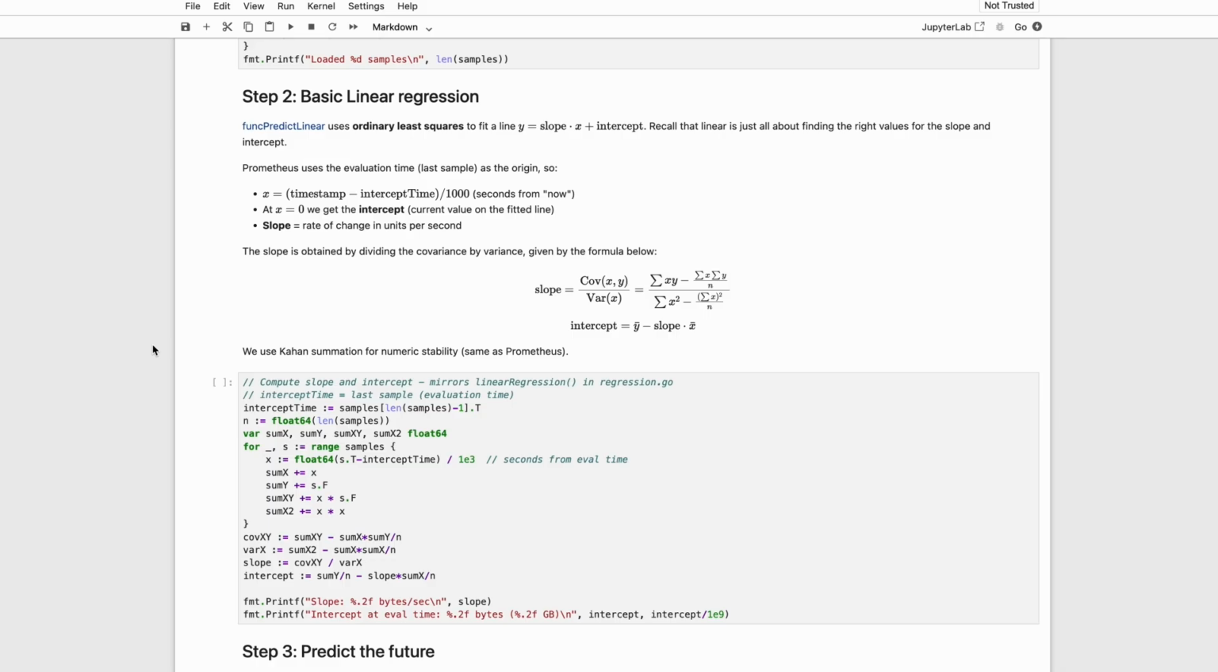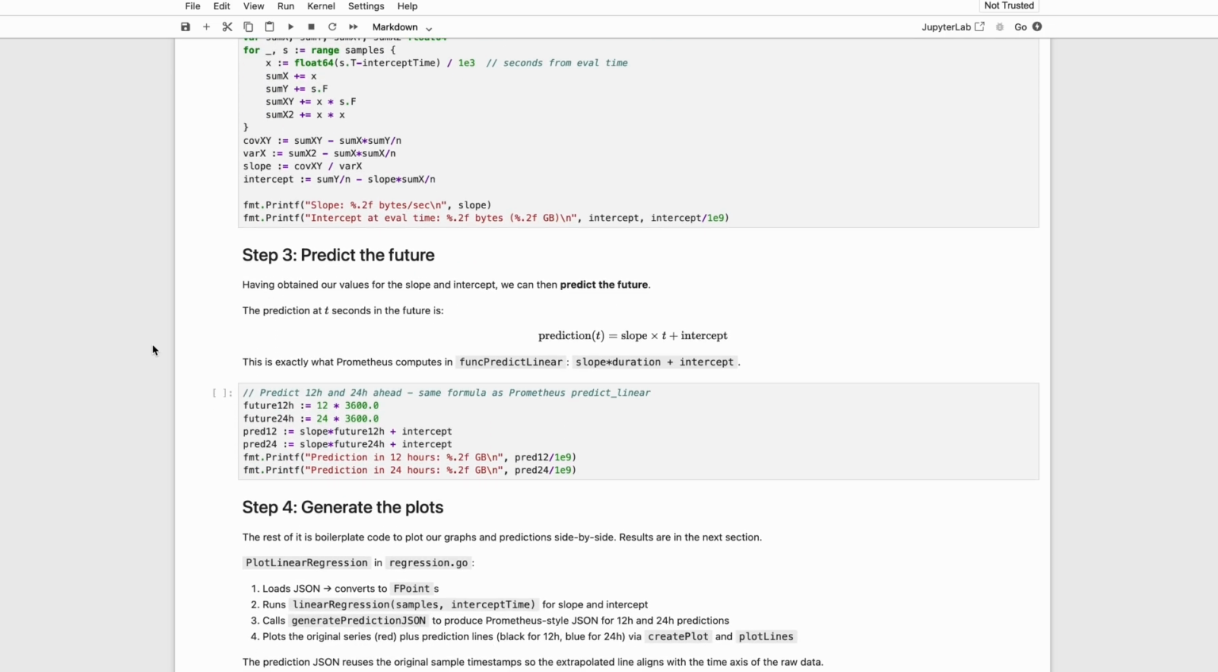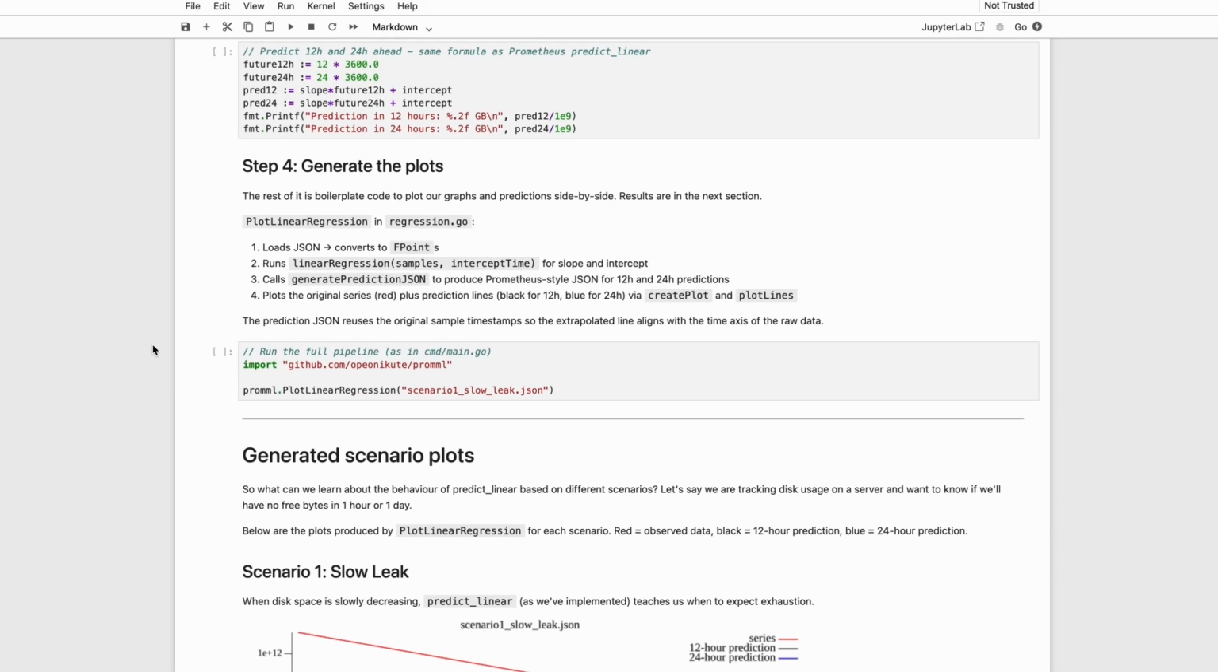If you are wondering what those terms mean, don't worry about it. You don't need them to understand what is happening in the rest of the video. Another interesting observation is that the Prometheus logic uses Kahan sums, which help reduce errors in mathematical computations by keeping track of the remainders. So now we have obtained values for the slope and intercept. It's time to predict the future. We can look t seconds into the future by simply multiplying the slope by the number of seconds into the future and adding the intercept. We then combine all of this and generate plots to show our results.